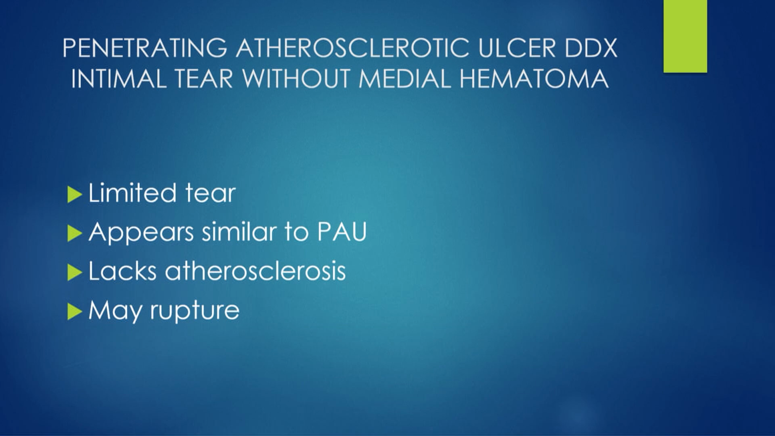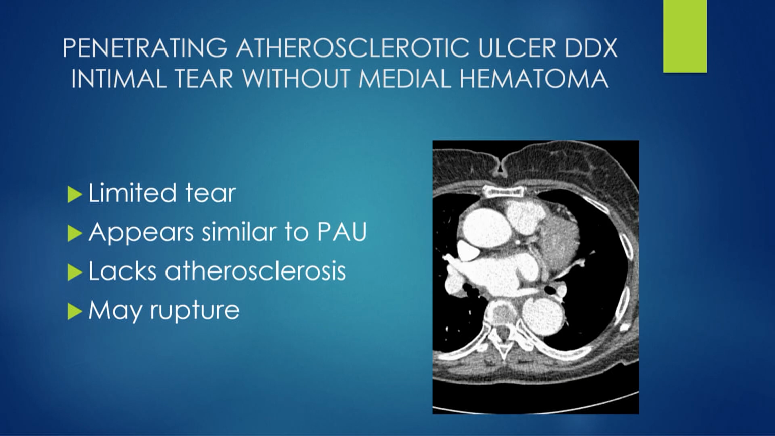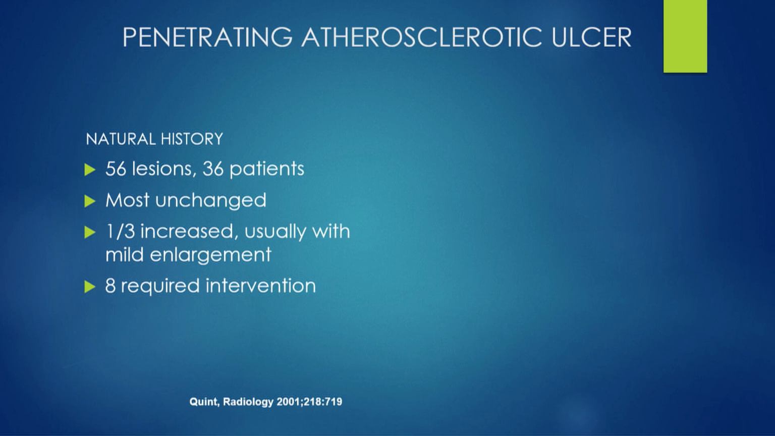So you'll know you have intramural hematoma. And then one of the rare things is this limited tear, which looks similar to a penetrating ulcer, but it lacks the atherosclerosis. So that was actually a rare case of one of those 5 classifications that I showed you.